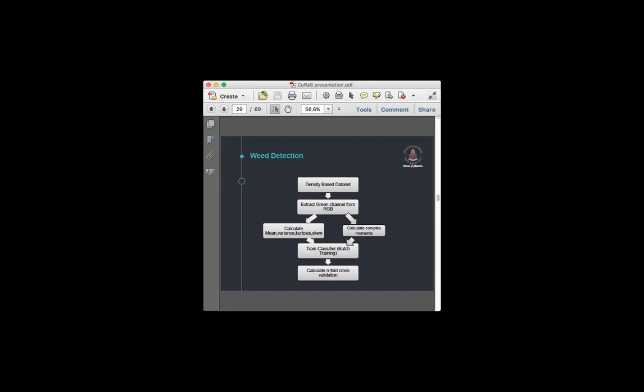So here we have the density-based data set. We extract the green channel from RGB. We calculate the mean, variance, kurtosis, and skew, and we also calculate some complex moments. So we have the simple moments and complex moments. We train the classifier using batch training and calculate n-fold cross validation to validate that our results are not just some random results. Next slide, please.